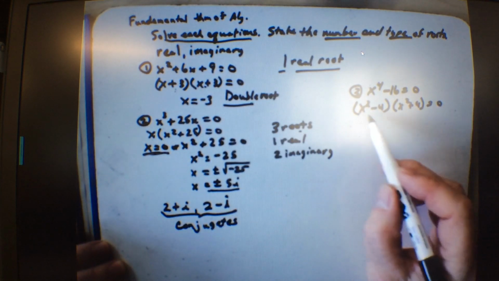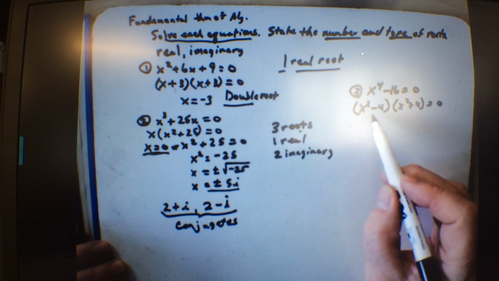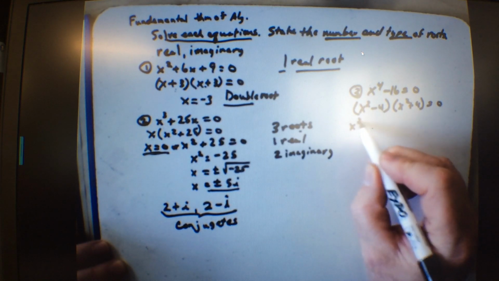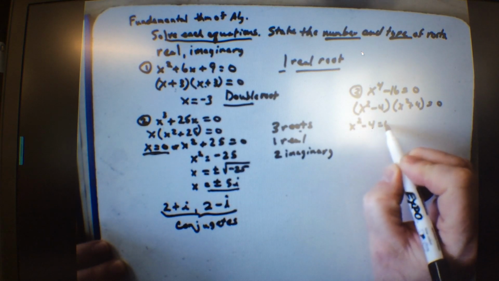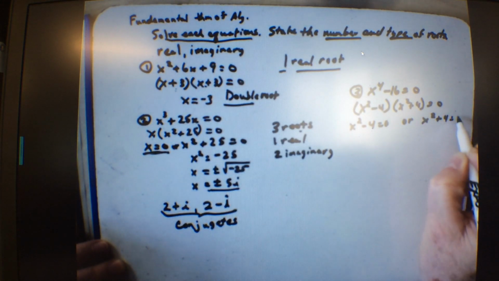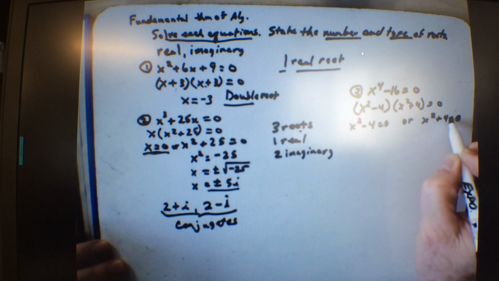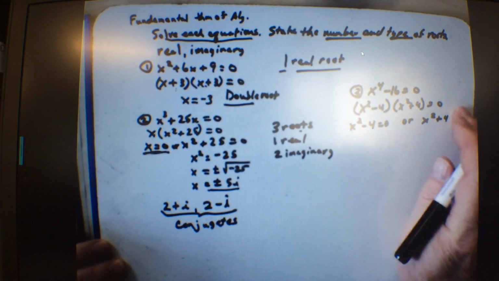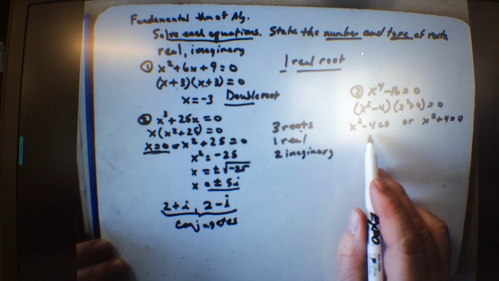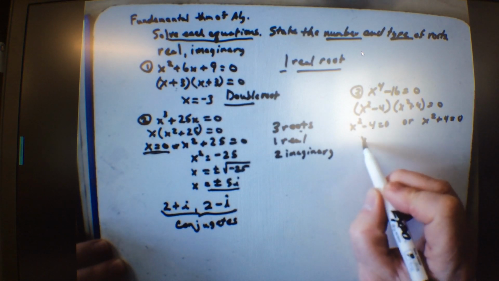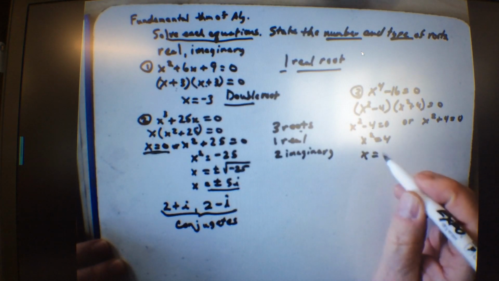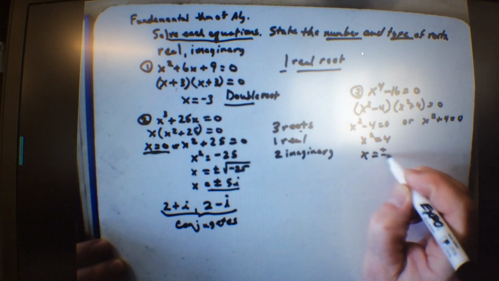Now I can set these equal to 0, or I can factor this one. It doesn't matter. I'm going to set it equal to 0. So I'm going to say x squared minus 4 equals 0, or x squared plus 4 equals 0. Does everybody see where I got that? Harper? Yeah. Now I just solve for x. So x squared equals 4. I take the square root of both sides. When you take the square root of both sides, you get plus or minus 2.